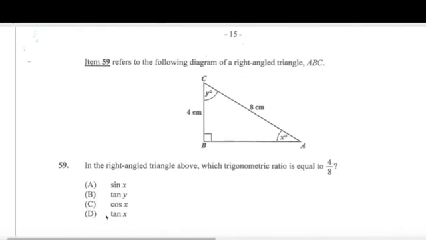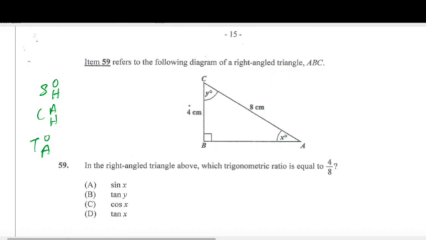59 refers to the diagram of a right angle triangle above. Which trigonometric ratio is 4/8? So it depends on the angle that you're looking at. 4/8 is different things from different angles. So let's just write down SOHCAHTOA, right? SOHCAHTOA. So what do we have here?